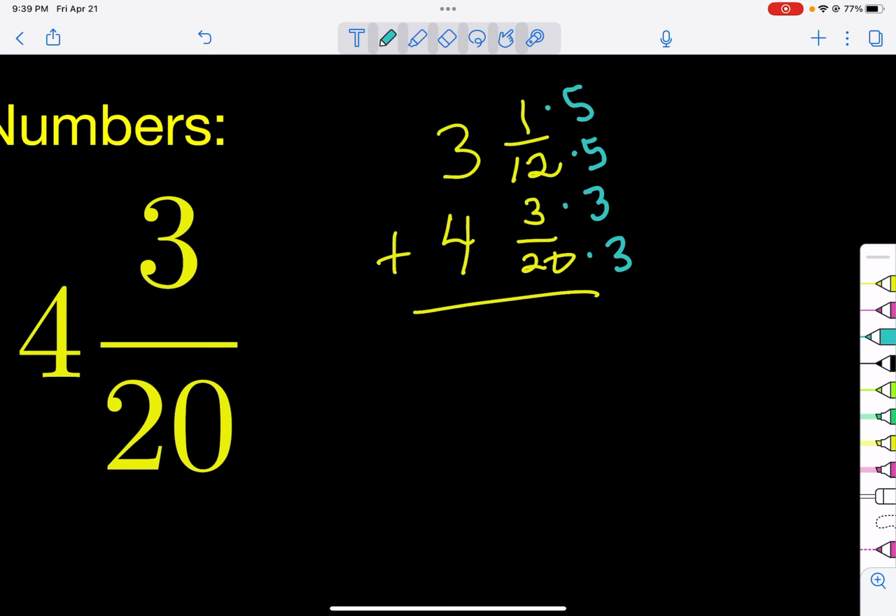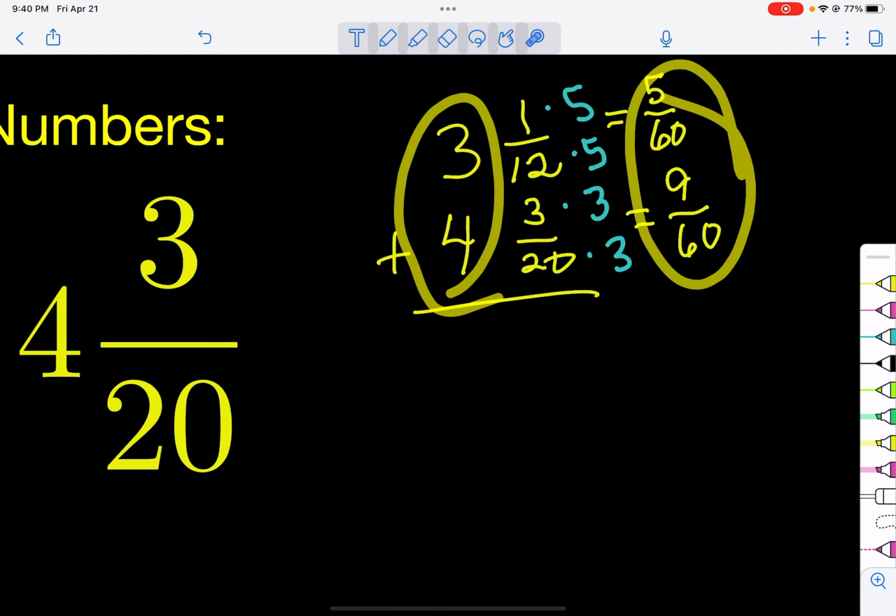Now, whatever I multiply to the top of a fraction to change it, I also multiply by the bottom to change it. I'm going to rewrite the problem down here. Oh, you know what? Let's write it to the side here. So this fraction here becomes 5 over 60. And this fraction here becomes 9 over 60. Now, at this point, we are going to add the whole number pieces and the fractional pieces.